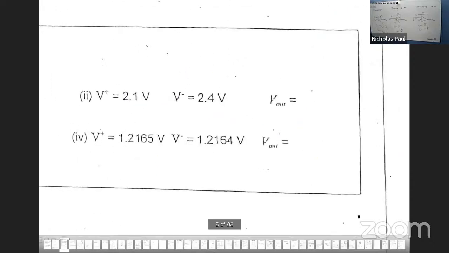For the next ones, you have to write it down. The supply is plus and minus 6. Write down what the answer is. The first one is the plus, the second is the minus. Write down what the output is. V plus, V minus is inverting, right? Write it down, say the answer, and then you do part 2. Sorry, you do 4.